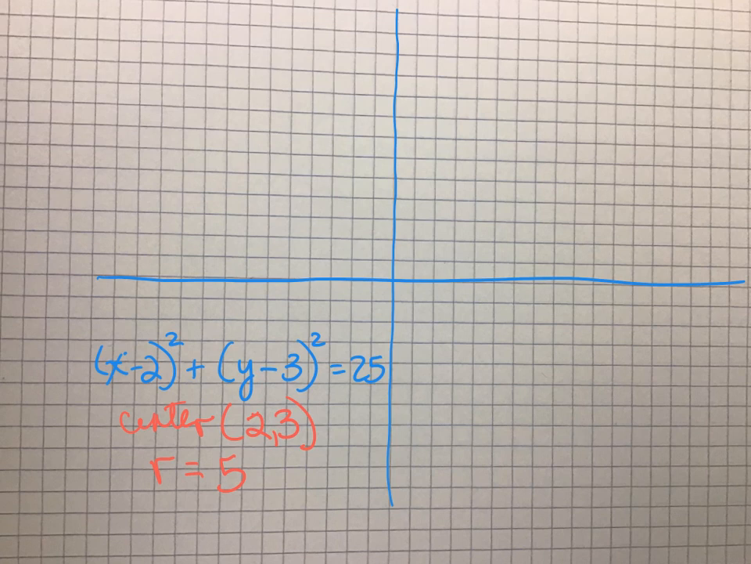I just graph (2, 3), which is right here. And this is the hardest thing you'll do all day, I'm sure. You count 5 to the right, make a dot, count 5 up, make a dot, count 5 to the left, make a dot, and count 5 down, and then make a circle. So when you're drawing a circle, look ahead of your pencil, don't look at your pencil, and you get a better circle.